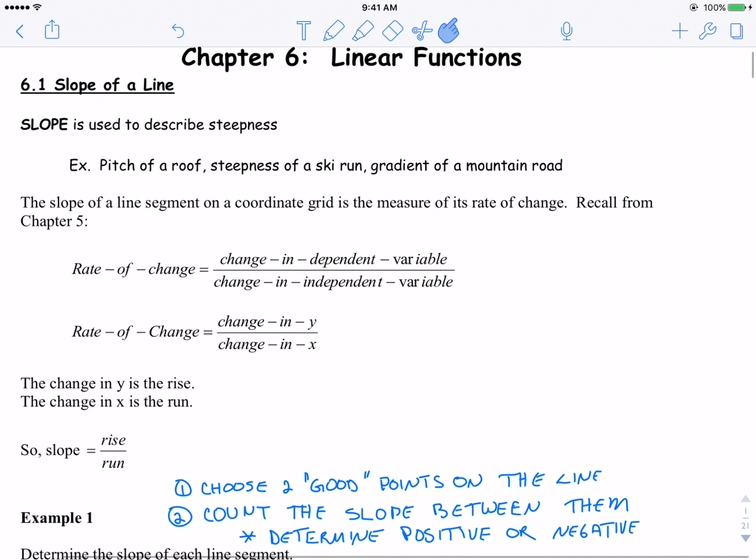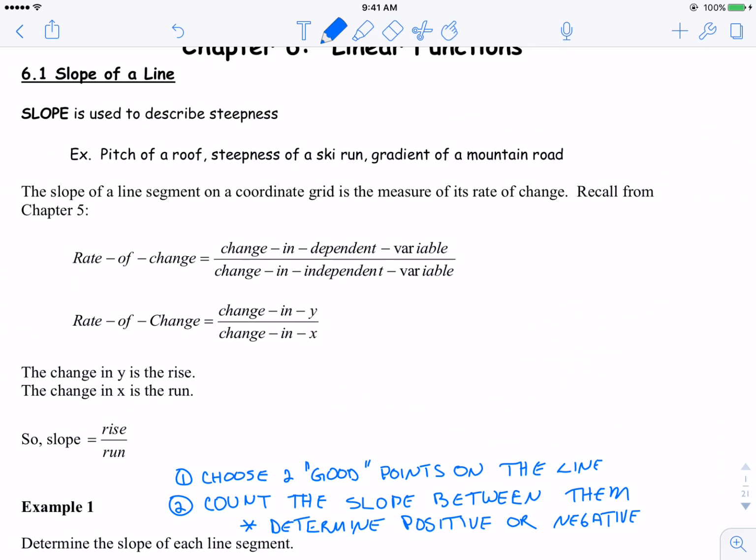Slope is used to describe steepness. Examples: pitch of a roof, pitch meaning how steep or slanted a roof is, steepness of a ski run, gradient of a mountain. You could also associate this with the slopes on roads, because there's always a tiny little slope on a road, even if it's a hill. The slope of a line segment on a coordinate grid, that's our coordinate grid that we plot points on, is the measure of its rate of change. So see, there's our key term there, rate of change.